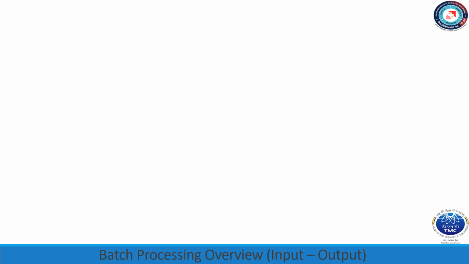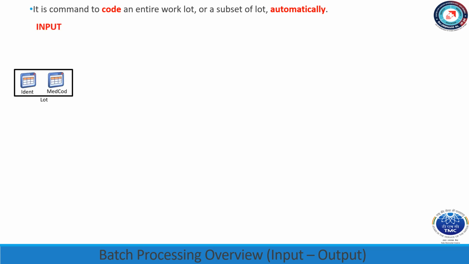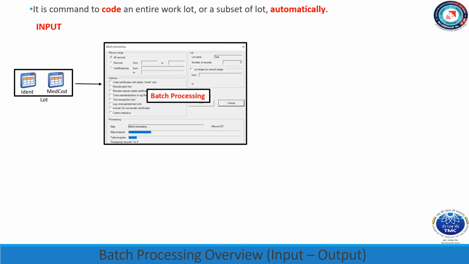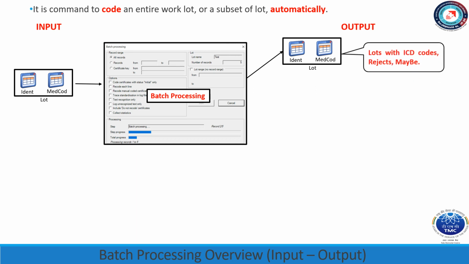Firstly, we will have an overview of the concept called batch processing in Iris. It is like giving a command to code an entire work lot or a subset of a lot automatically. In order to execute this command, the input needed is a lot containing the ident and met code tables for the batch processing. And in the outputs, the most prominent one is the lot containing the ident and met code table with the ICD codes, rejects, and maybe cases.